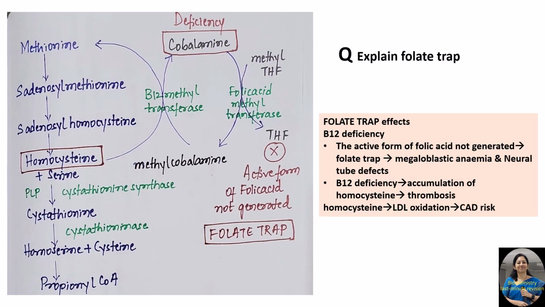Why should we worry about this trap? Deficiency of folic acid results in megaloblastic anemia because folic acid is responsible for RNA maturation. DNA synthesis is inhibited, but protein synthesis continues and the RBCs become megaloblasts. And as you all know, DNA is required for the differentiation of neural cells, so neural tube defects occur in folic acid deficiency. And as a person has B12 deficiency, there is accumulation of homocysteine, which predisposes to thrombus formation and platelet aggregation, and causes oxidation of LDL, predisposing the individual to atherosclerosis.